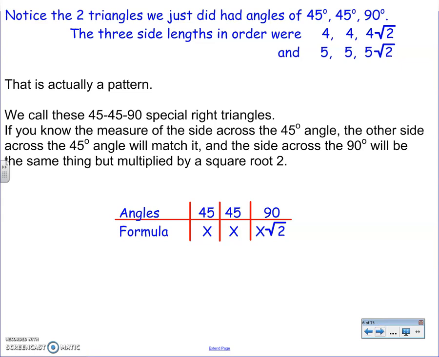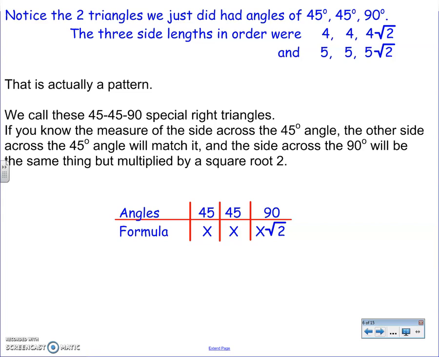So on the last two problems, two triangles, we had angles 45, 45, and 90 degrees. And the three side lengths in order were 4, 4, 4 square root 2, and 5, 5, 5 square root 2. And that is actually a pattern. That's not a coincidence. We call these 45-45-90 special right triangles. If you know the measure of the side across from a 45-degree angle, the other side across from the other 45 will match it exactly, because it's an isosceles triangle. And then the side across from the 90 degrees will always be the same thing, but you have to multiply by square root of 2.